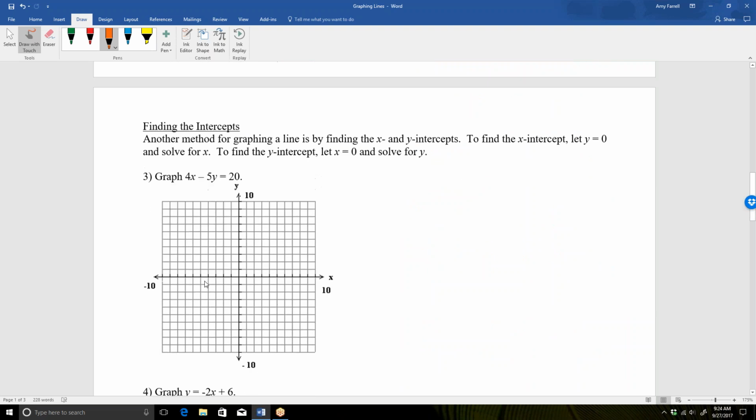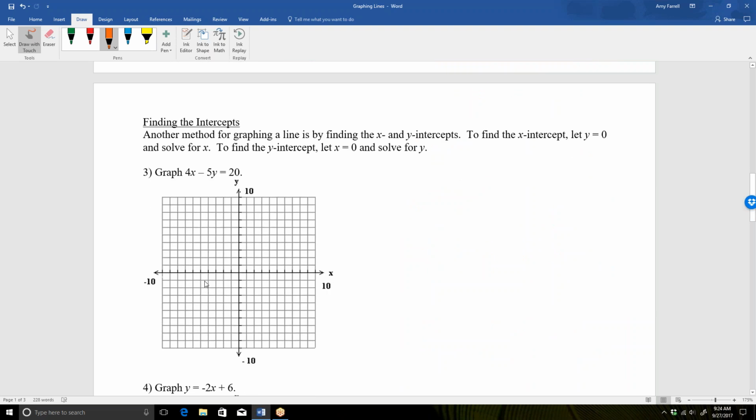Okay, let's look at another method for graphing a line, and that is by finding the intercepts, the x and y intercepts. You can see up here that to find an x-intercept, we're going to let y equal 0. And to find the y-intercept, we're going to let x equal 0. I'll find the x-intercept first. The reason why that works is because all along the x-axis, the y-coordinate of every point is 0. So, this is the point (1, 0), (2, 0), (3, 0), (4, 0), (5, 0), (6, 0).